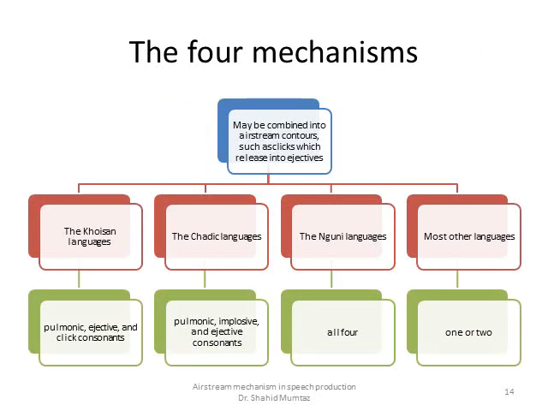These four mechanisms may be combined into airstream contours, such as clicks, which release into ejectives. The Khoisan languages have pulmonic, ejective, and click consonants, so three of them. And Chadic languages have pulmonic, implosive, and ejective consonants, again three. And Nguni languages utilize all four, including pulmonic, click, implosive, and ejective in normal vocabulary.